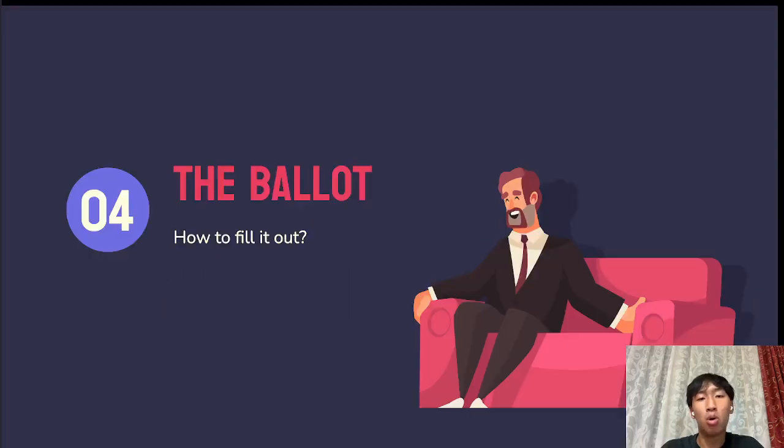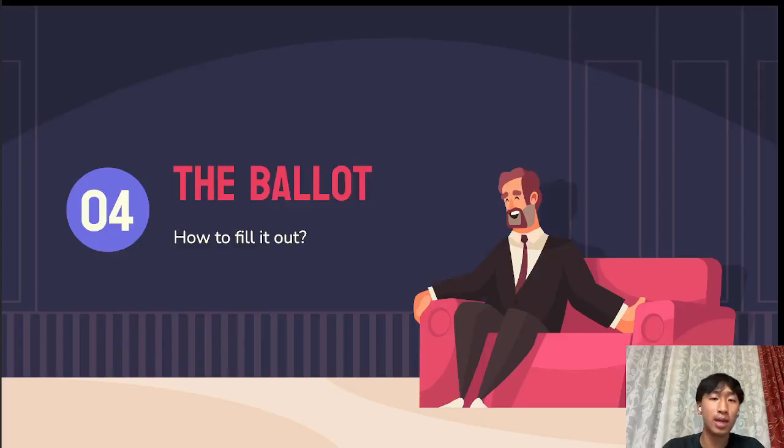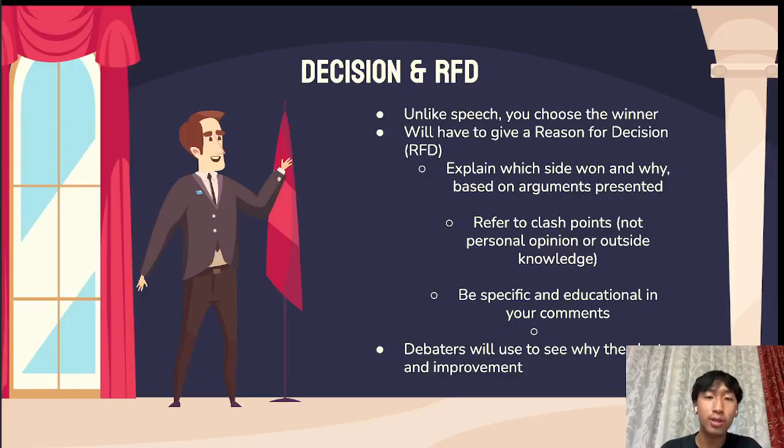Now let's go over the ballot. How should you be filling out a parliamentary debate ballot? First of all, probably the most important thing on this ballot is going to be the decision and reason for decision. Unlike speeches where you basically rank the speakers, here you're going to be choosing the winner, either the affirmation side or the negation side. Whichever side you think won this debate, you should be choosing them to win.